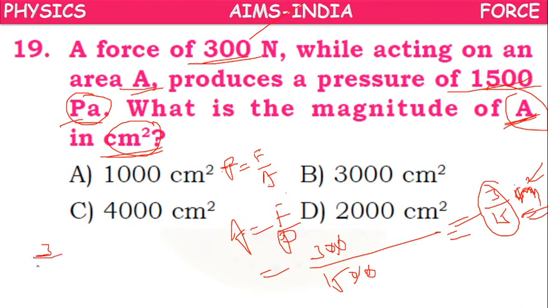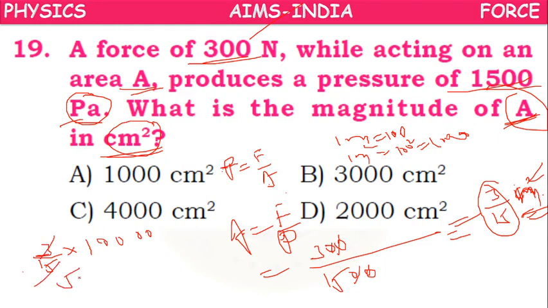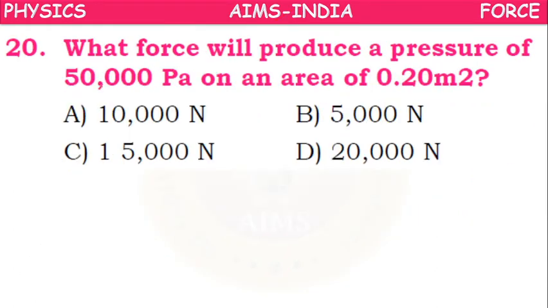If we change into centimeter square, 3 by 15 into 1 meter, 100 centimeter. So 1 meter square means 100 square, means 10,000 square. So 3 by 15 into 10,000. 3 5 times 15, 5 2 times 10, 0 0 0. So 2000 centimeter square is the answer. Option D is the correct answer. Next.